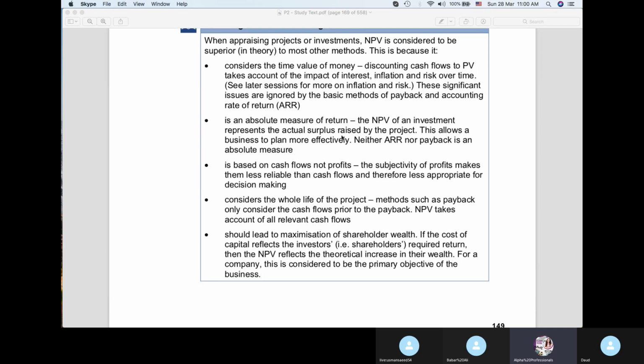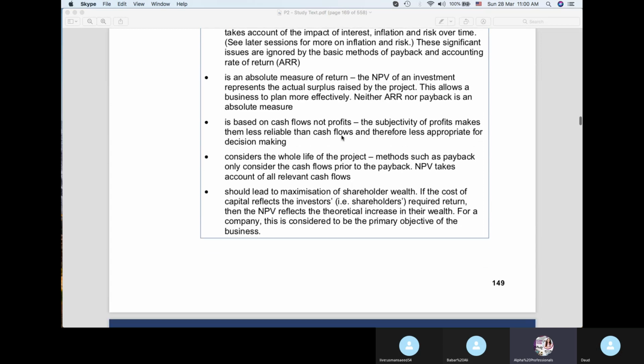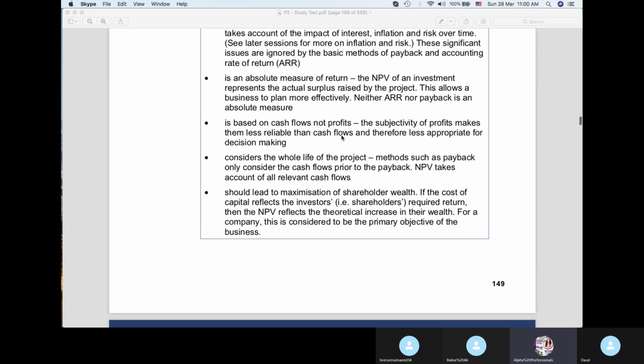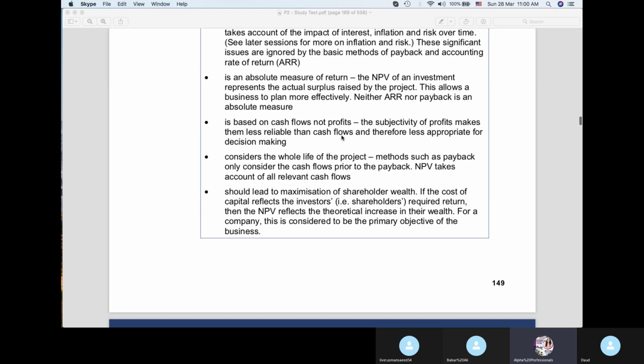NPV is an absolute measure of return, so you know how much amount you are actually earning. Because if we say that you are making a profit of 15%, you don't know 15% of what, right? In NPV, we know that we are going to make $50,000, so it is easy for the investor to understand. It is also based on cash flows, not the profits.